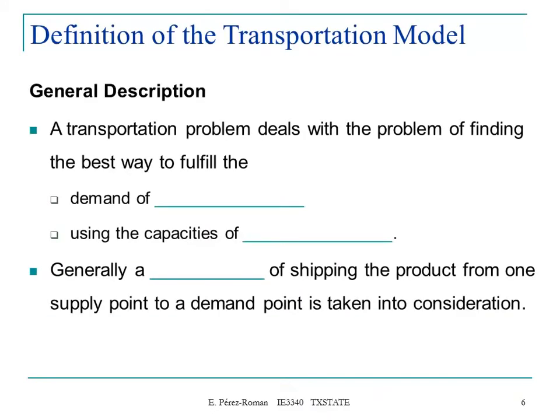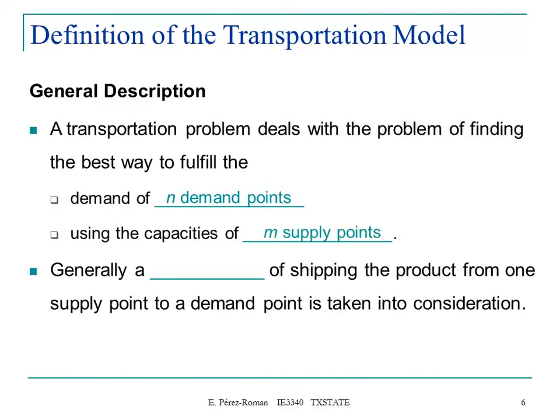So a general description: the transportation problem deals with finding the best way to fulfill the demand of end demand points. You have multiple clients, different points in the state, and you want to fulfill those demands. You have your warehouse located here in San Marcos. You want to find the best way to ship your product to your clients and spend the least money that you can spend. So you want to minimize your cost.